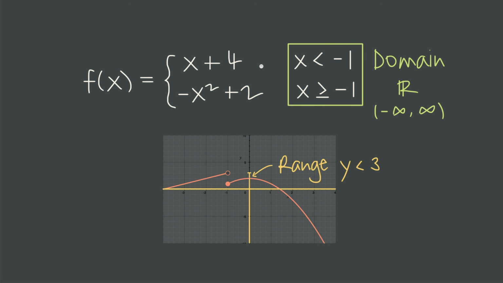This part of the graph is the x plus 4 part, and it's defined for x less than -1. So this value right at x equals -1 is not included in the function, which is why we say y less than 3 instead of y less than or equal to 3. And of course, if we want to write that in interval notation, that's everything from negative infinity all the way down here at the bottom to +3, not including +3, which is why we have the parenthesis here instead of a bracket.